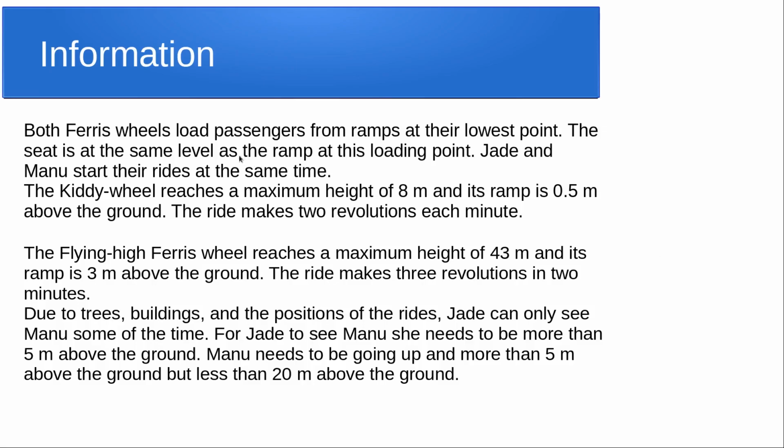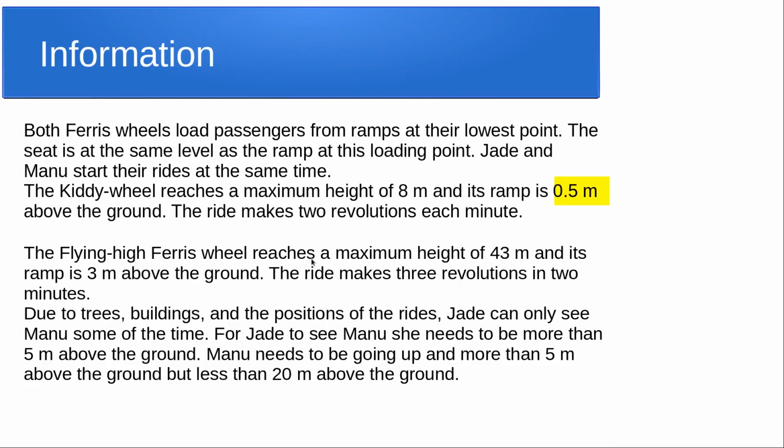Okay, here's the rest of the information that we need to solve this problem. Both Ferris wheels load passengers from ramps at their lowest points, so that's important. We're going to get the minimums for our trigonometric functions. The seat is at the same level as the ramp at the loading point. Jade and Manu start their rides at the same time. The Kiddy-wheel reaches a maximum height of 8 meters. We know that already, and its ramp is at 0.5 meters. That's important because that's going to be the minimum for the Kiddy-wheel. And the ride makes 2 revolutions per minute. We'll keep that for later on.